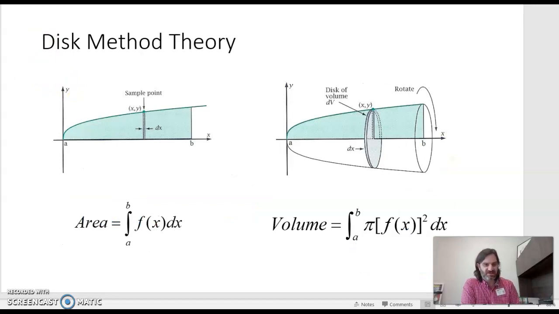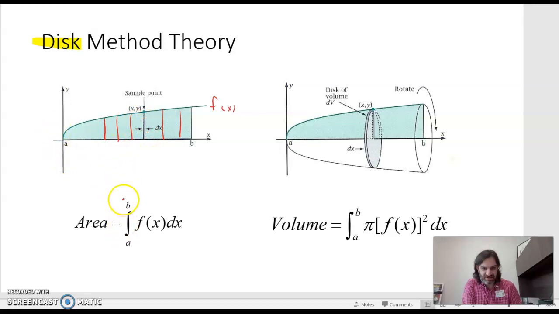So the first thing we're going to talk about is the disk method. The idea of the disk method is that back in Cal 1, when we were adding up area, we talked about the height of the function all the way across, and we made these infinitely thin little slivers. And the area was the height of the function, f of x, times dx, which was the width. So the height times the width would give us an area.